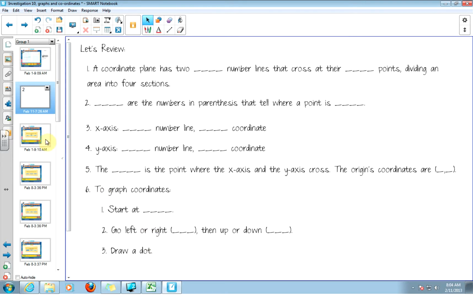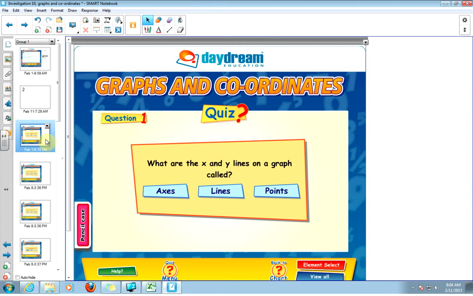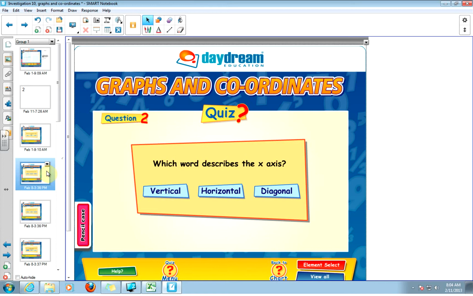Alright, I hope you are ready for our quiz. Our quiz is going to begin now. Just go ahead and write down the correct answer on your paper. So, question number 1. What are the x and y lines on a graph called? Number 2. Which word describes the x-axis? Vertical, horizontal, or diagonal?